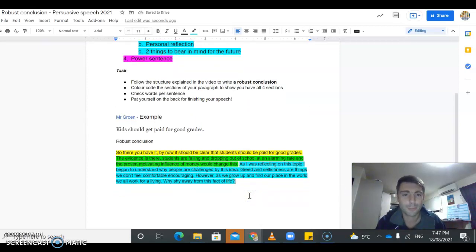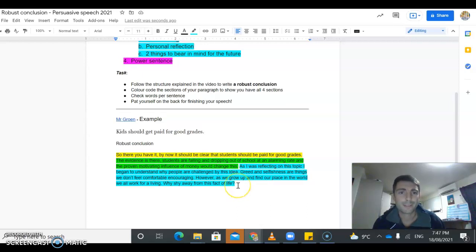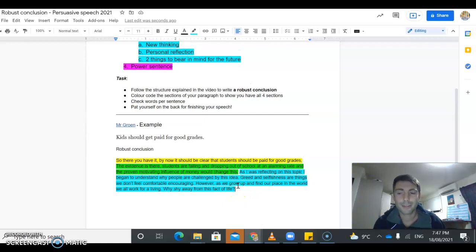As I was reflecting on the topic, I began to understand why people are challenged by this idea. Greed and selfishness are things that we don't feel comfortable encouraging. However, as we grow up and find our place in the world, we all work for a living. Why shy away from this fact of life? So I've talked about how my topic could challenge some of the audience, but then I've also stated my thinking around that and challenged the audience back. So that's part of my personal reflection and new thinking. And I think that is going to be really effective in leaving my audience with something to think about.